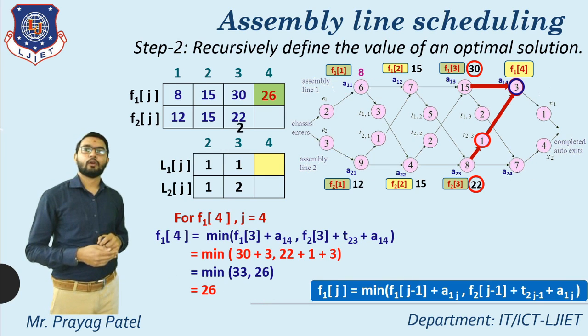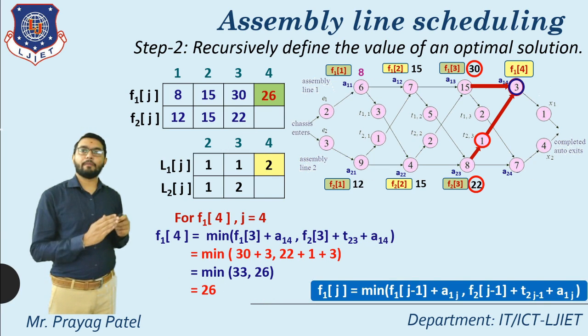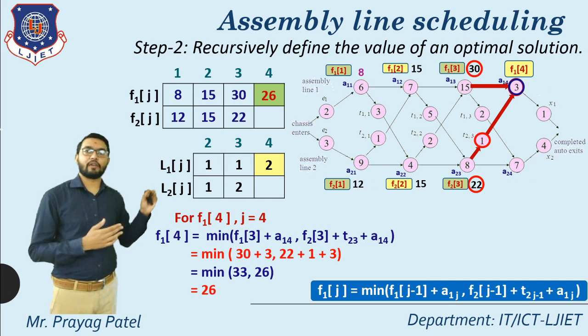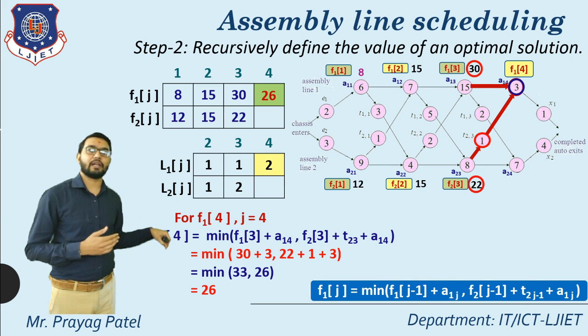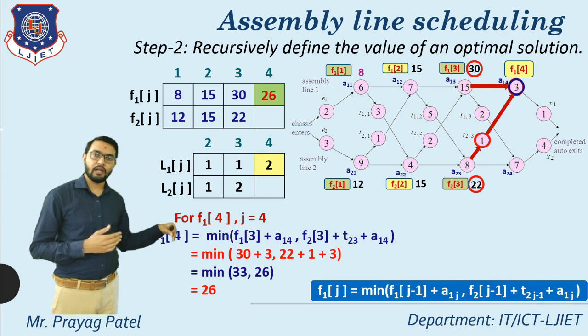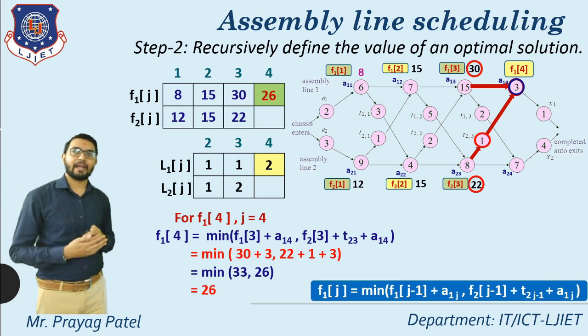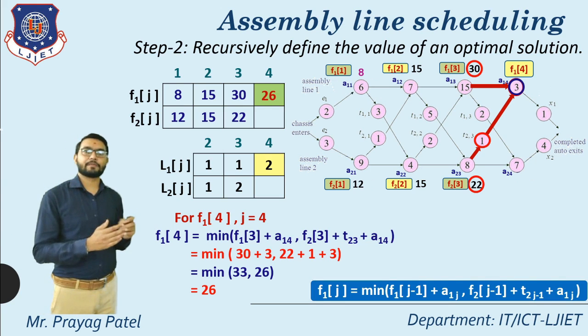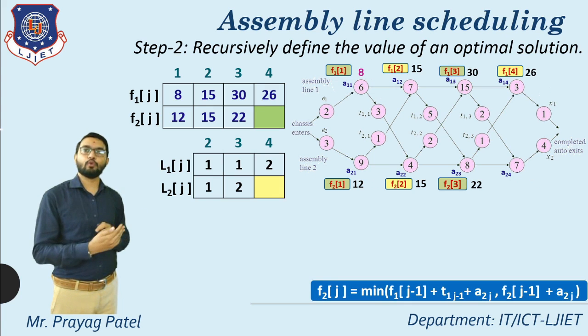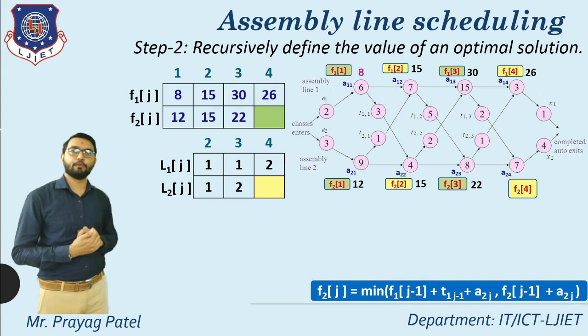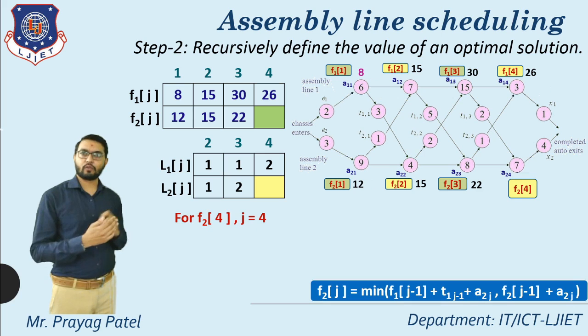Okay. Now what is the value of L14? Does 26 occur from line 1 or line 2? From line 2, because 26 is the second part, and in the second part we consider line number 2. So consider line number 2. Now the last location is F24. For F24, consider the value of j equal to 4.